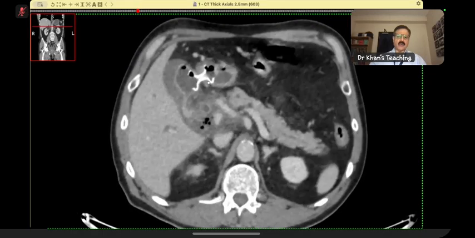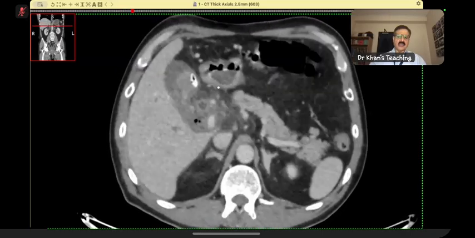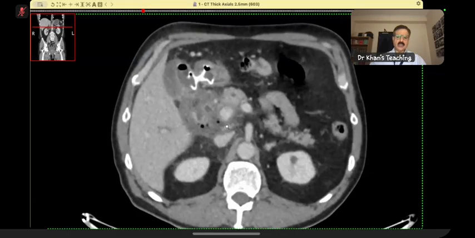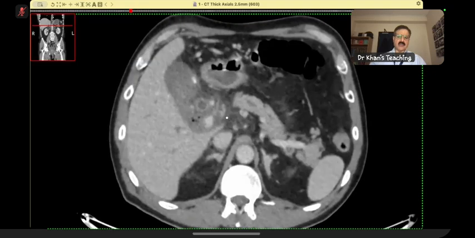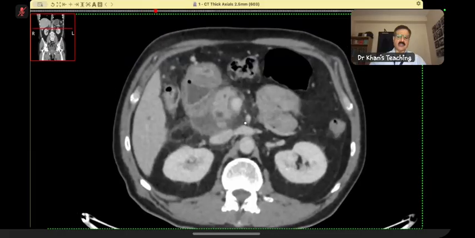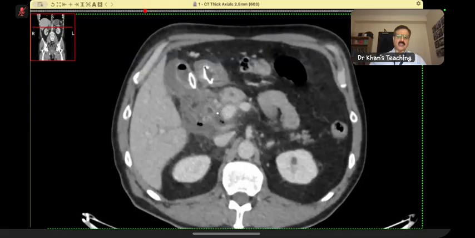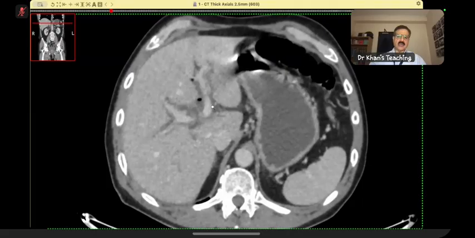So they have caused a bit of complication, not great, but a bit. What is the complication? There is a bit of fat stranding, and some air bubbles have gone around in this region. So they must have caused a minor perforation, which will resolve with conservative management. And look at the wall of this CBD. It is diffusely enhancing. Diffusely enhancing wall means that there is a cholangitis type of picture, which is secondary to the effects of that.